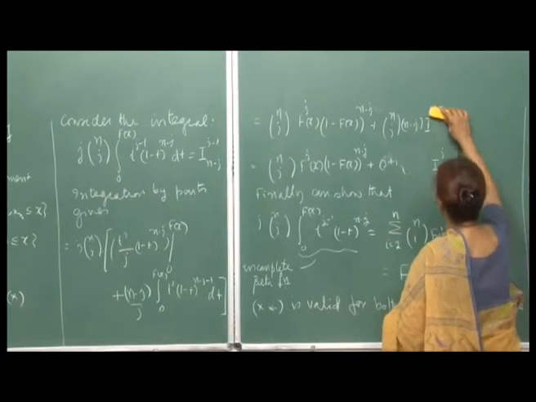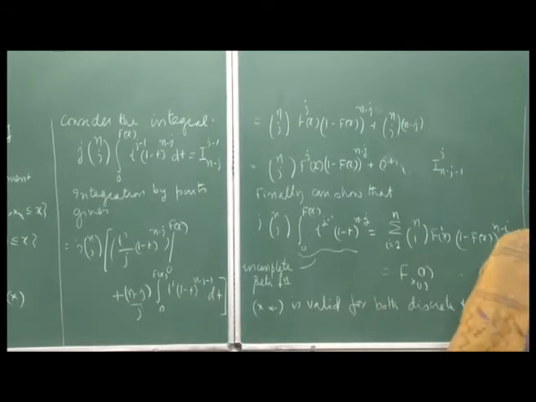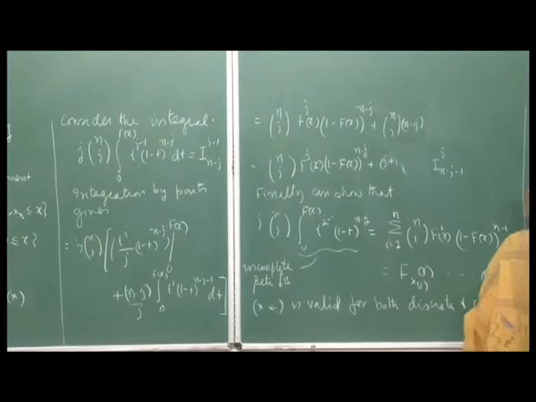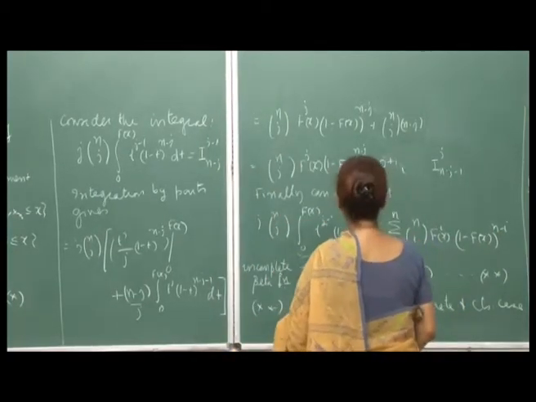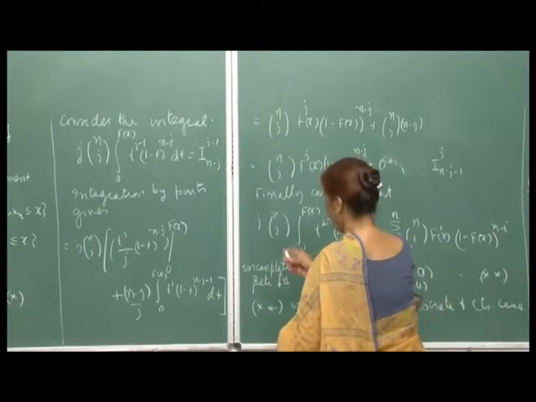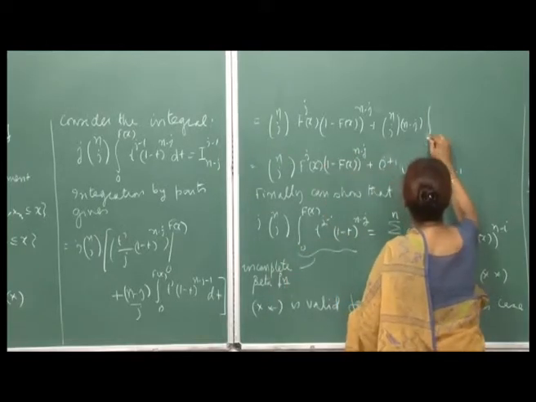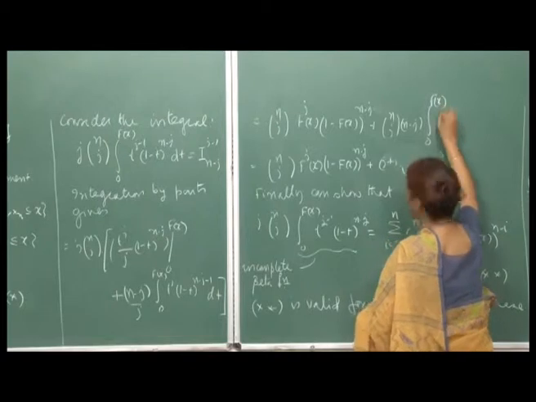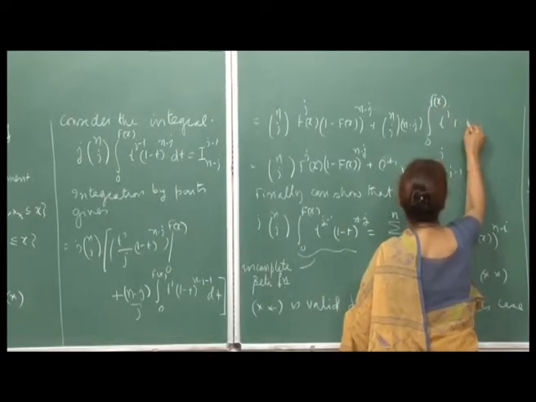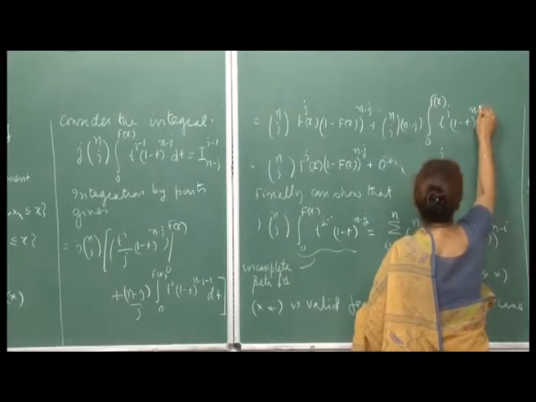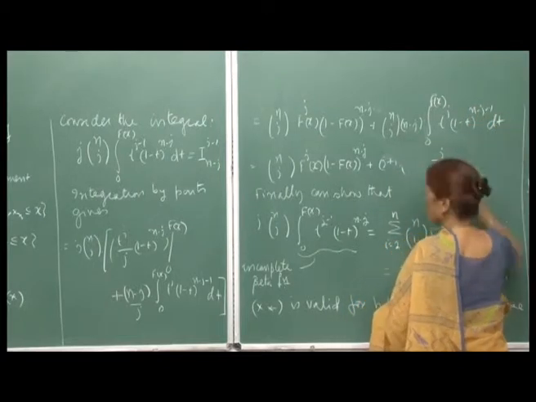So, let me just say this is not correct. Okay. Let me continue writing the integral n j, and so what were we getting here? Integral from 0 to F(x) of t raised to j minus 1, 1 minus t raised to n minus j, dt.